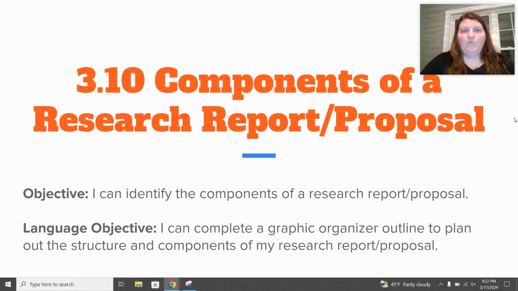All right, we are moving on to writing our research report or proposals. The objective for today's lesson is I can identify the components of a research report or proposal, and the language objective is completing a graphic organizer outline to plan out the structure and components of my research report or proposal.